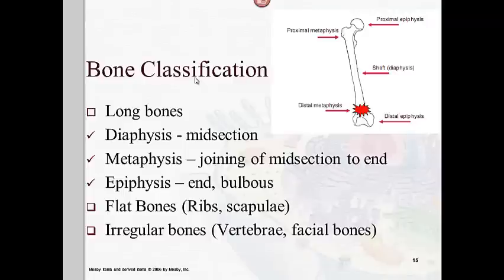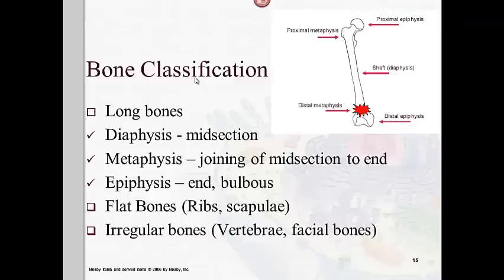So PTH induces osteoblast formation, and calcitonin inhibits osteoclasts. Calcitonin is produced by the parafollicular cells in the thyroid and can bind the receptors on osteoclasts to directly inhibit osteoclast activity. So now let's talk about bone classification. You have diaphysis, metaphysis, epiphysis, and as I already explained, examples of flat bones, which are ribs and scapulae, and irregular bones, which are vertebrae and facial bones.